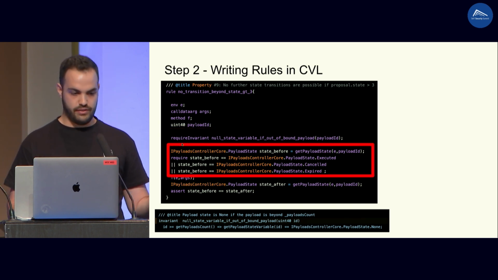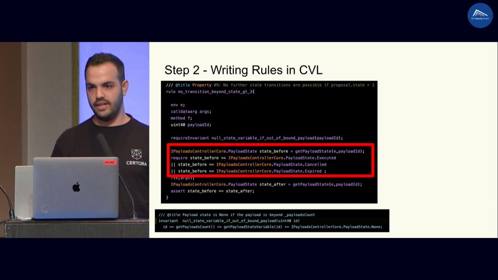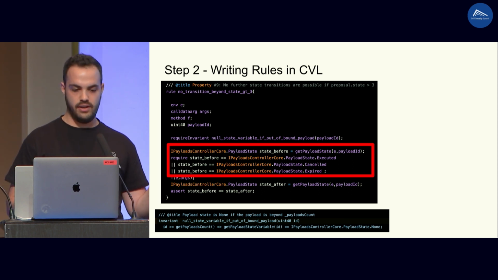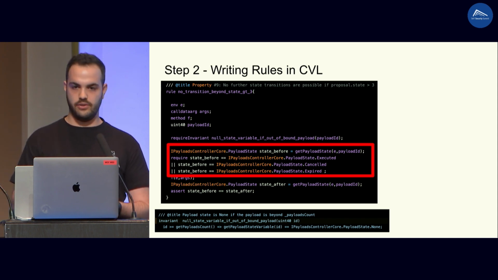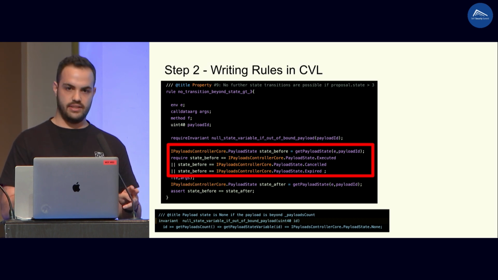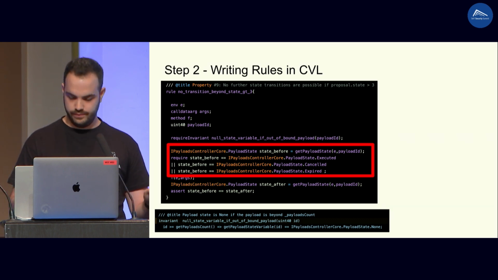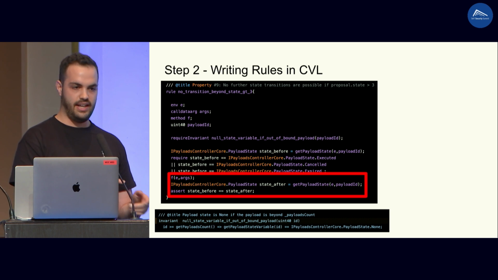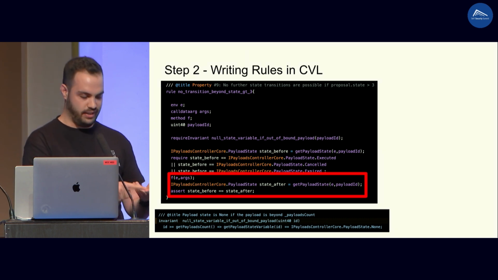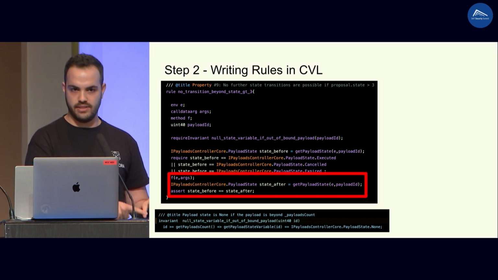Next, we have the require. This require is exactly as I said before. We need to start in a state in which the state is either executed, canceled, or expired. And if we started in one of them, then we call any function with any parameters, any message value, any block timestamp, block number, message sender, anything.